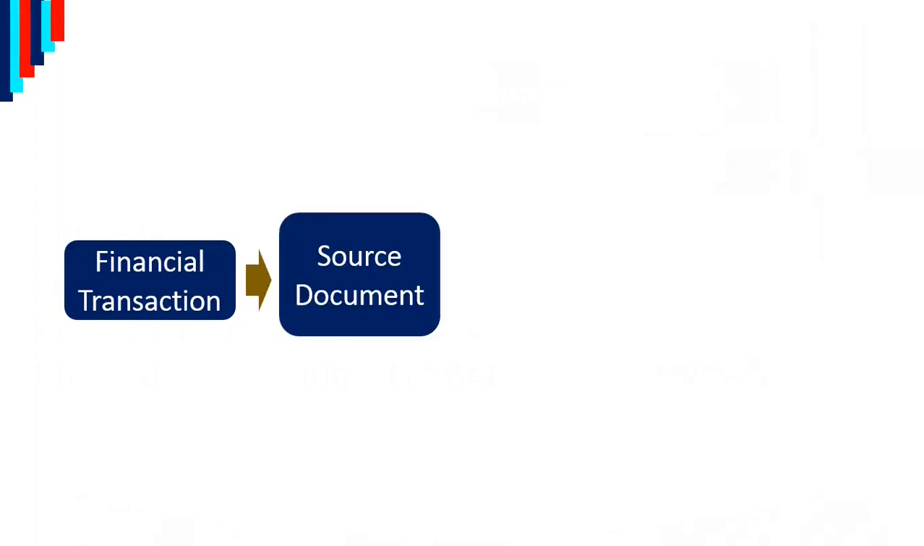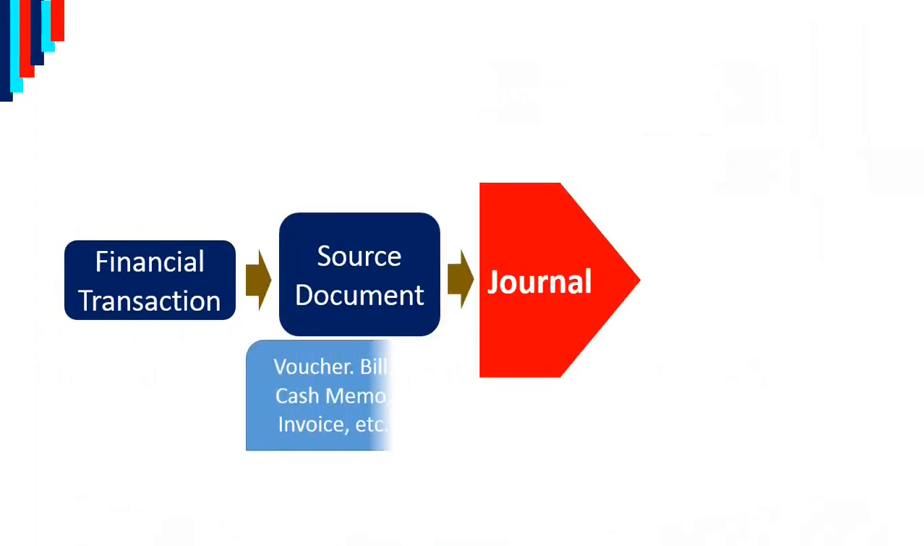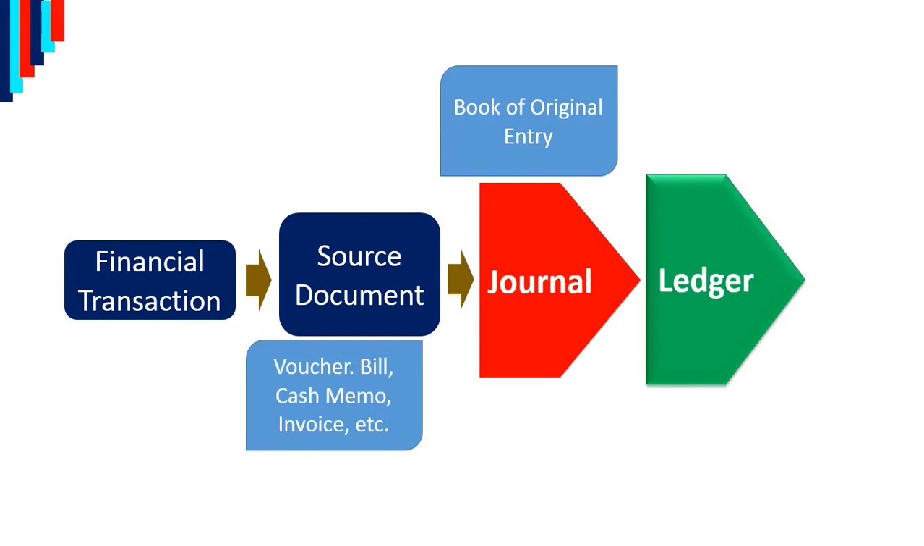Whenever a transaction takes place, a document or voucher in the form of a bill or a cash memo or an invoice is generated by the transacting parties. These documents are called source documents. From these source documents, an entry is made in the journal by following the rules of debit and credit. Hence, a journal is also referred to as the book of original entry.